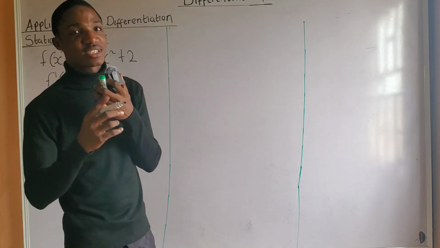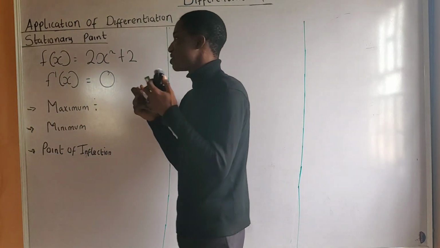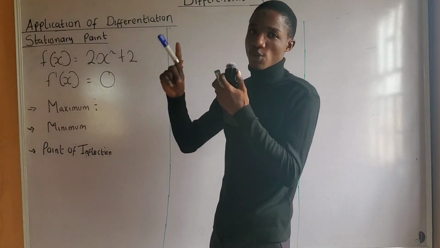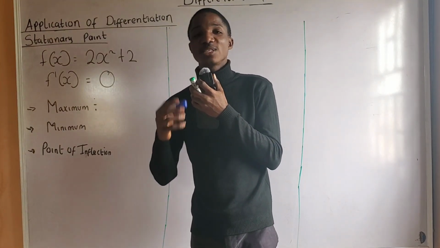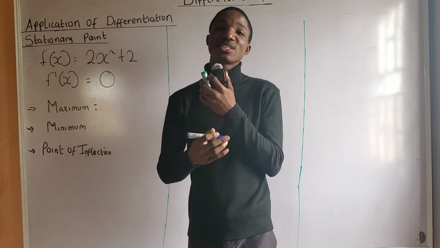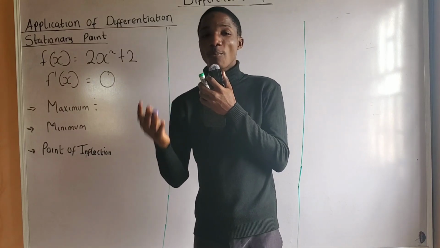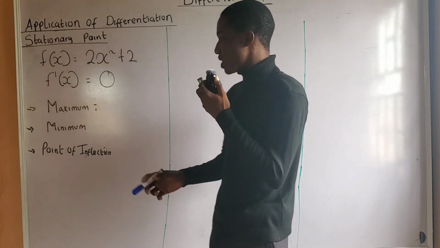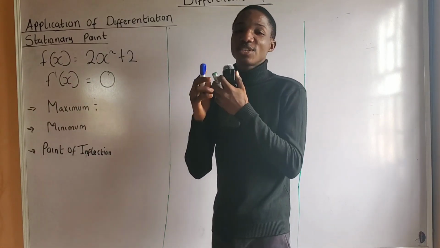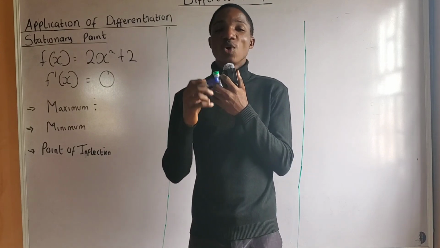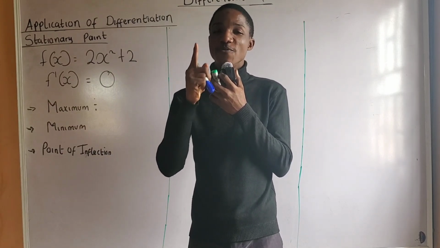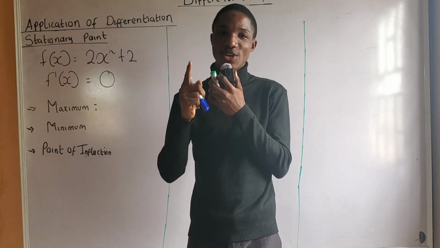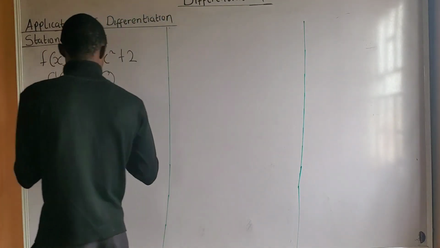Don't forget, when I start this class, I told you at stationary points, the first derivative of a function is equals to 0. Are you getting it? Now, it is possible for the stationary point to be maximum, to be minimum, or point of inflection. Now, I'm trying to explain. The stationary point is maximum when you take the second derivative test and you have a value that is less than 0. That means that the stationary point is maximum.